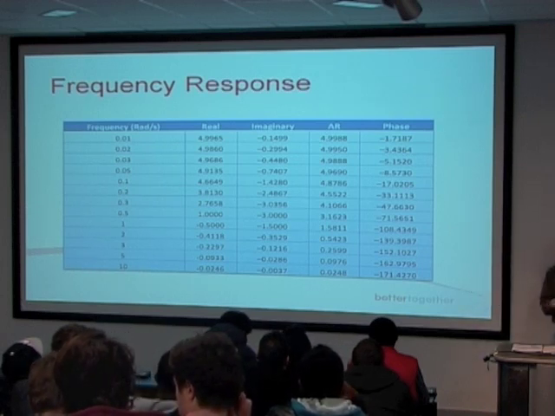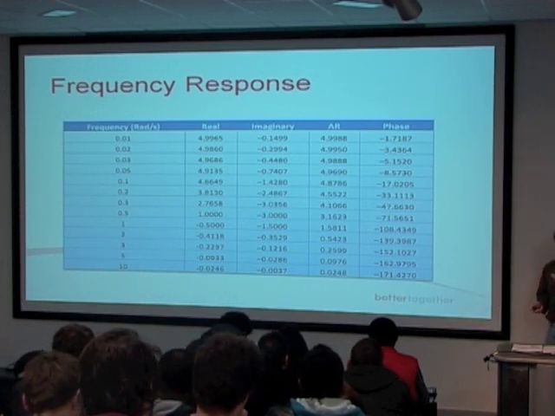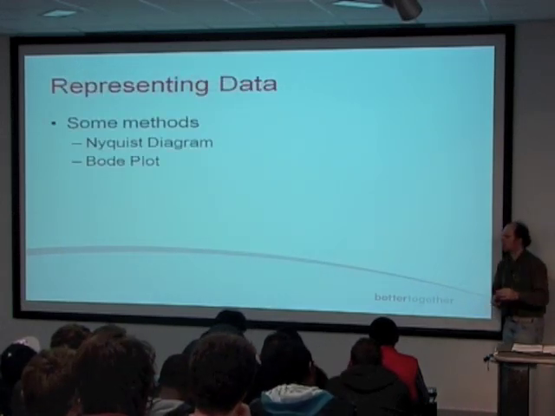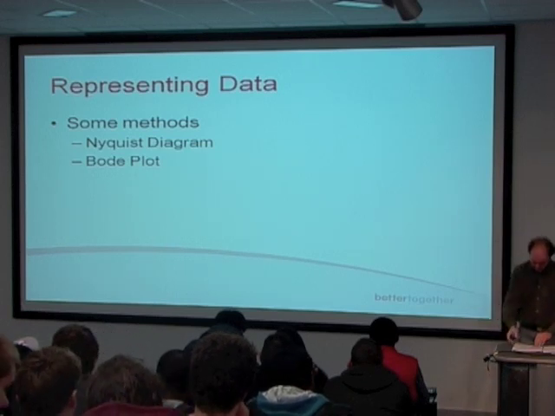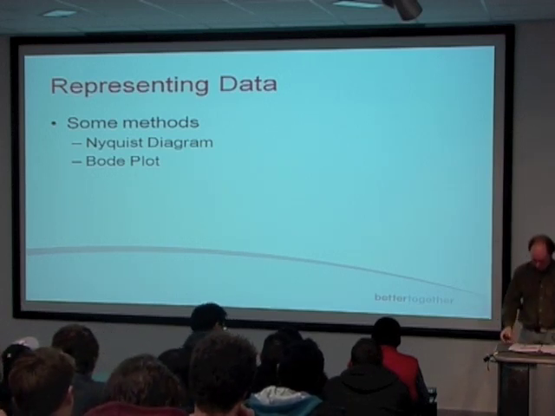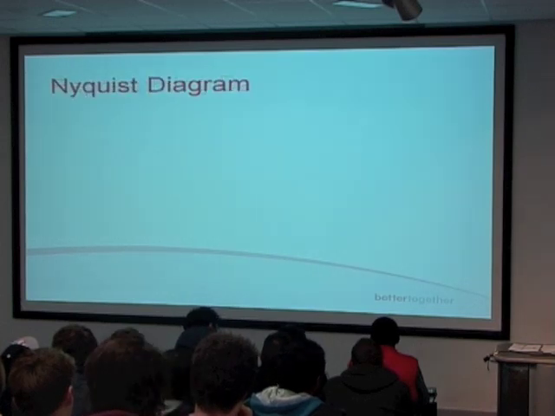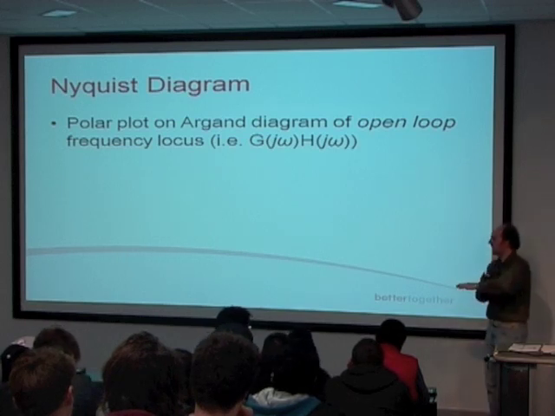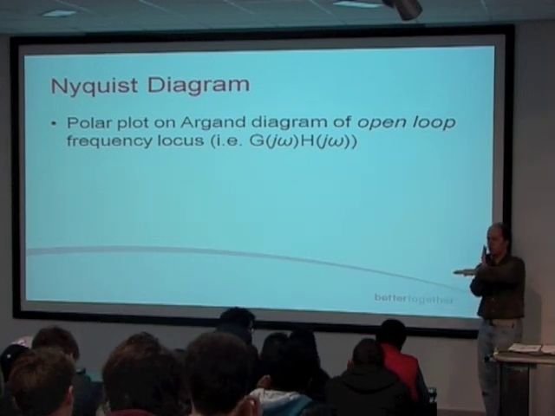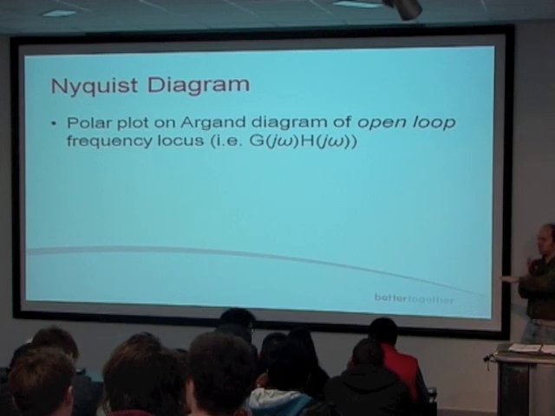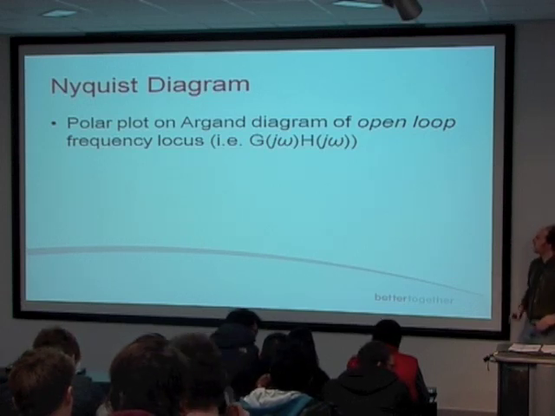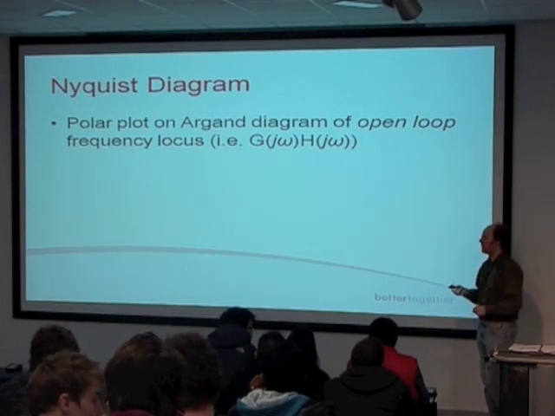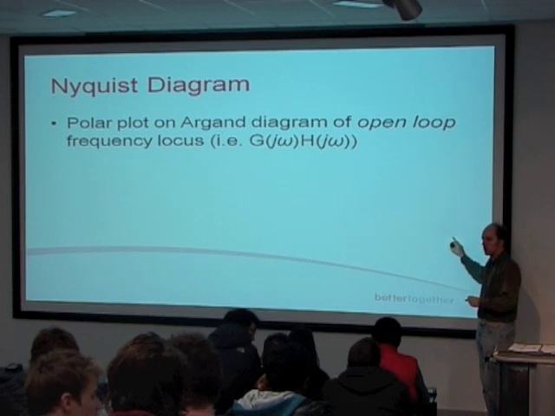How can I draw this out? Well, there's a couple of methods that we're going to cover. The first is called the Nyquist diagram, and the second is called the Bode plot. Now, the Nyquist diagram is essentially a polar plot on an Argand diagram. An Argand diagram is where the horizontal axis is the real part, and the vertical axis is the imaginary part. And you plot those amplitudes and the phase angle on the diagram.